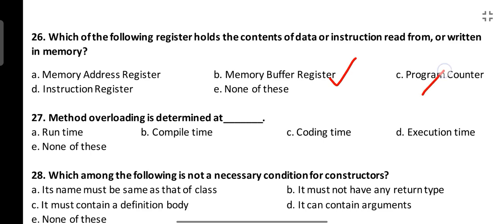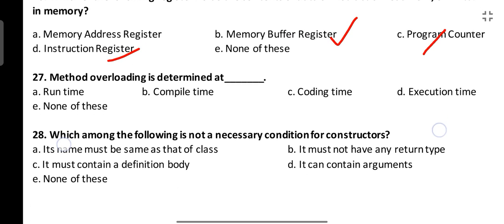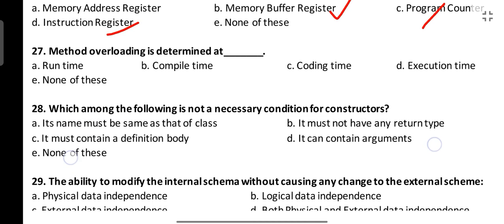And what is the program counter? The next instruction to be executed is stored in the program counter, and the instruction which is being executed right now will remain in the instruction register. We should know these register names and their functionalities.